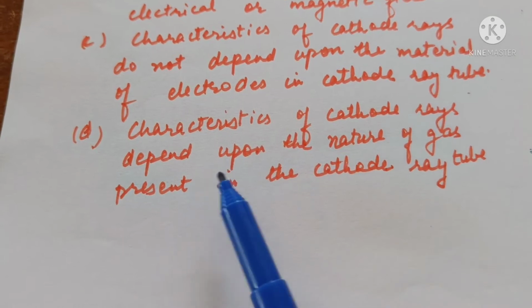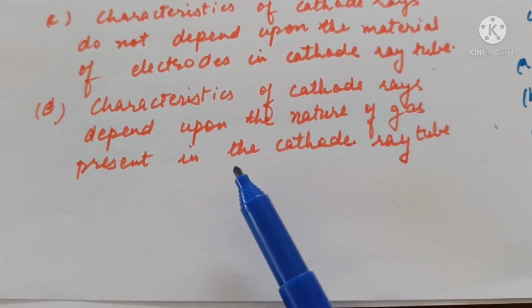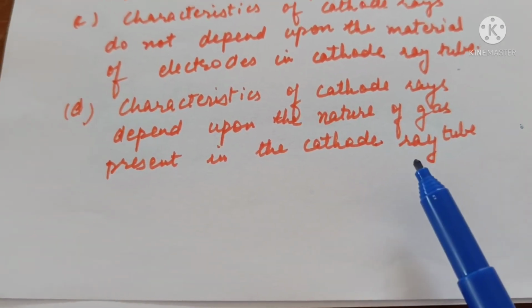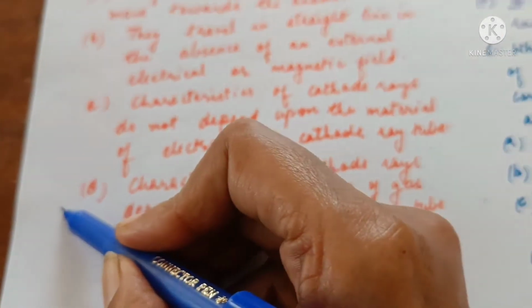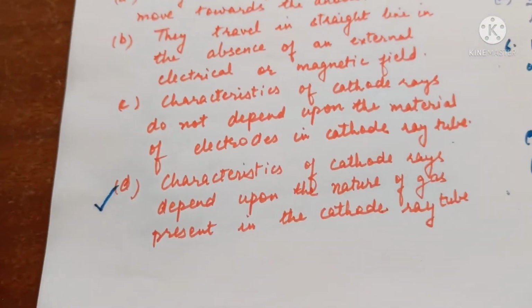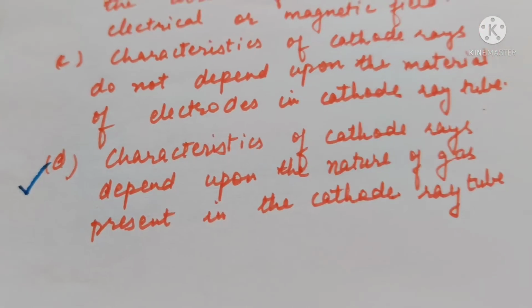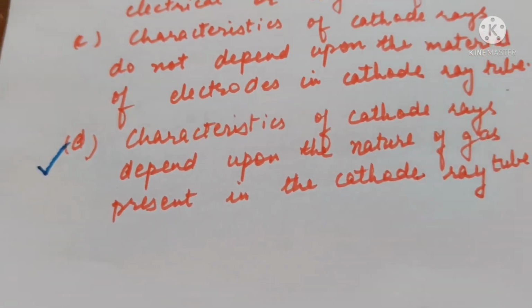Characteristics of cathode rays depend upon the nature of gas present in the cathode ray tube. No, this is not correct. So option D is the correct option. The cathode rays do not depend upon the nature of gas present in the cathode ray tube.